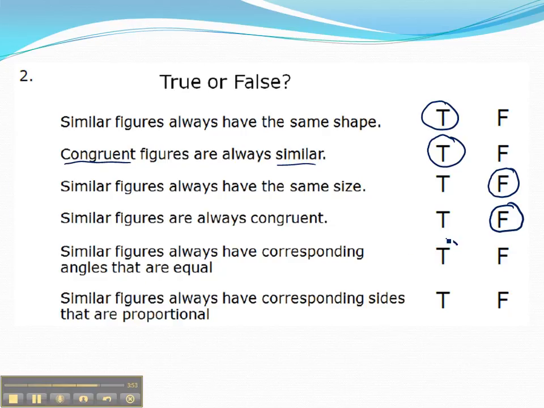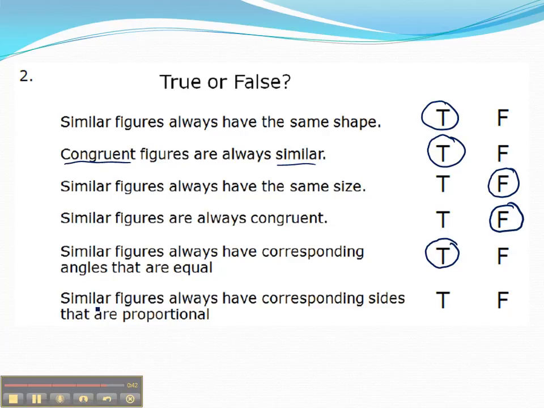The next statement, similar figures always have corresponding angles that are equal. That's true. Remember we talked a lot about the Wump family and Mugwump's ear angle compared to Zug or Bug or even Thugwump. The bigger the Wump gets, the wider it gets and the taller it gets, but the angles don't change. If the angles change, the shape would change, and we know similar figures have the same shape. So similar figures always have corresponding angles that are equal or congruent.